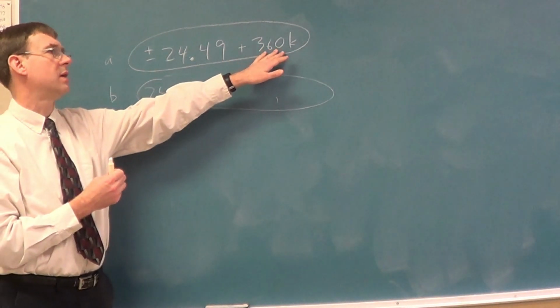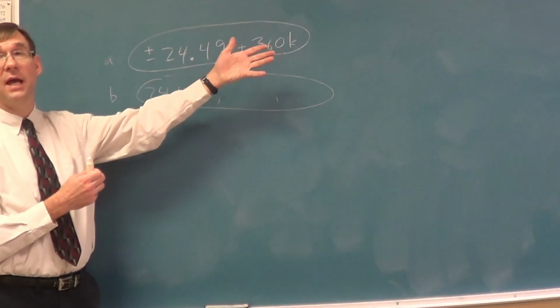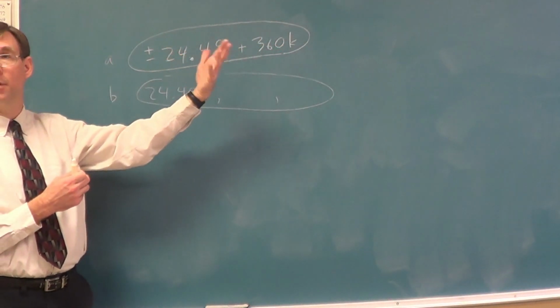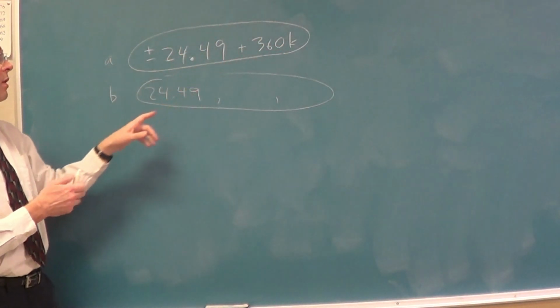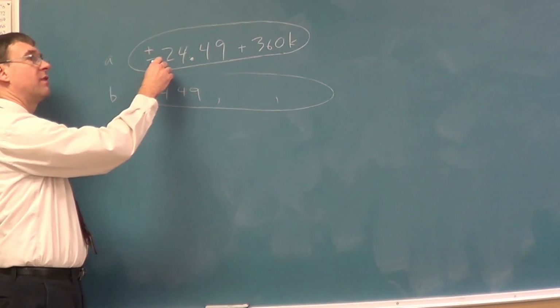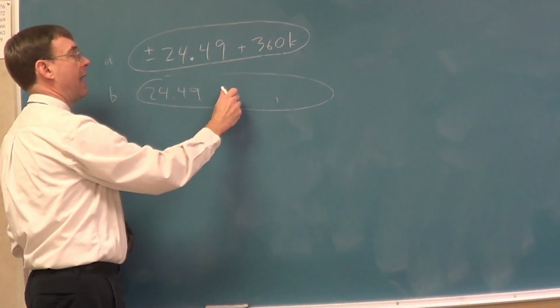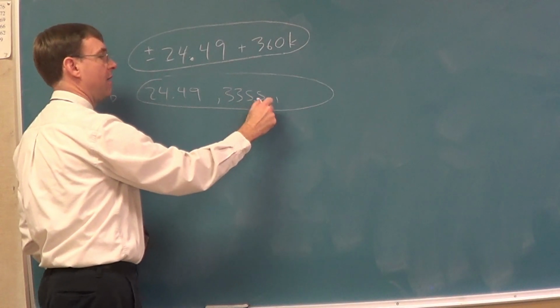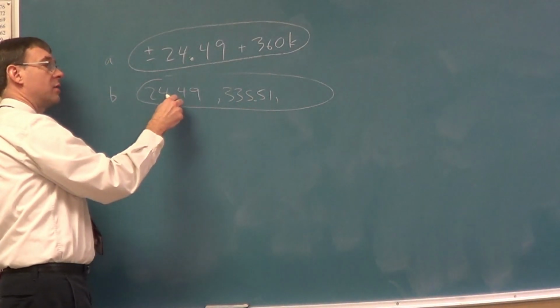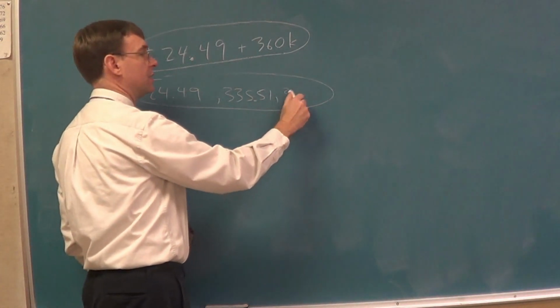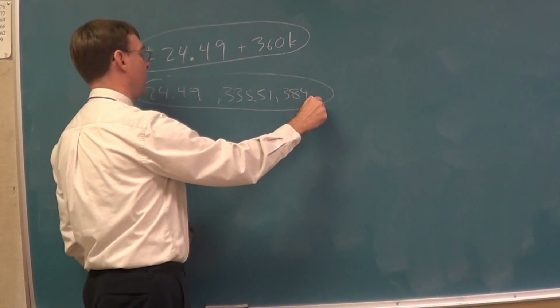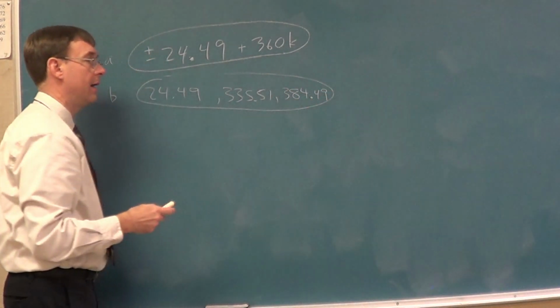But how could we make two more answers happen? What's this telling us we can do? Add 360 to one or to either or both? Add them to both. We had a negative 24 that was valid. Add 360 to that. That's 335.51. We had a 24 that was valid. Add 360 to that. That's 384.49.